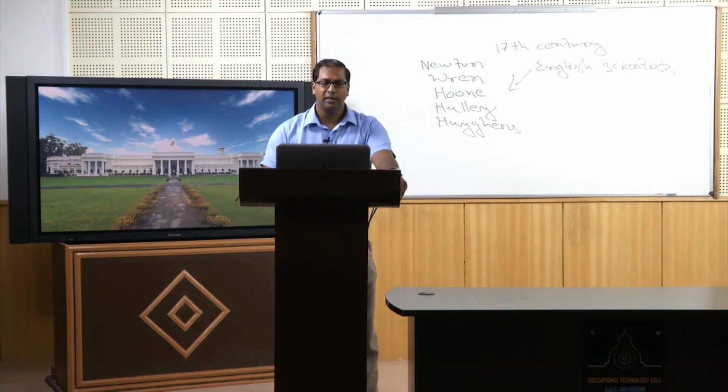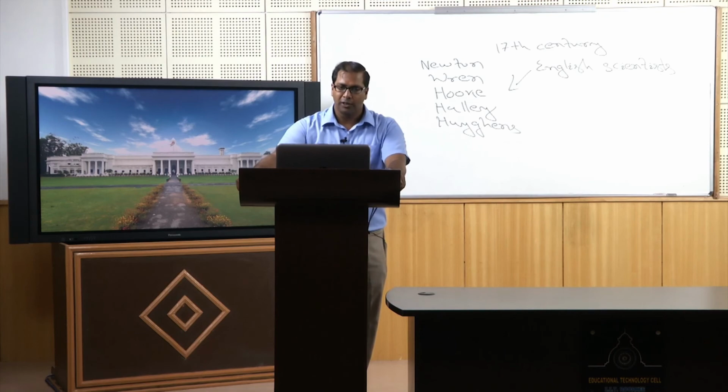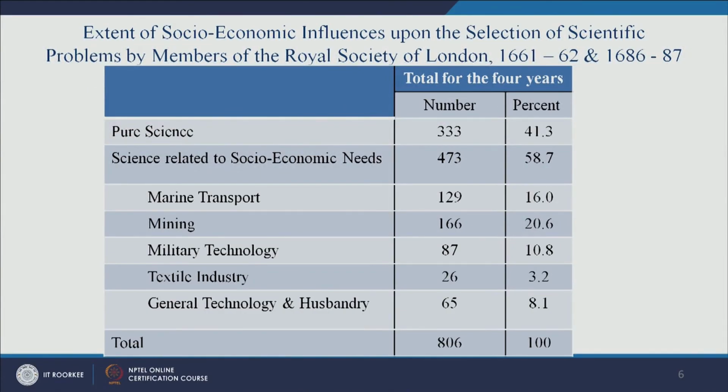Hence, he made use of this data, and this data reveals that if you look at the number of research activities undertaken by the members of the Royal Society of London, which is the scientific society of England, out of the total, 333, that is 41.3%, of the research was done in pure science, whereas research on science related to socio-economic needs such as marine transport, mining, military technology, textile industry, general technology and husbandry accounted for 58.7%. In terms of number, it is 473.